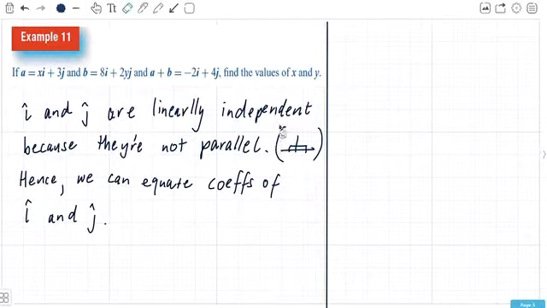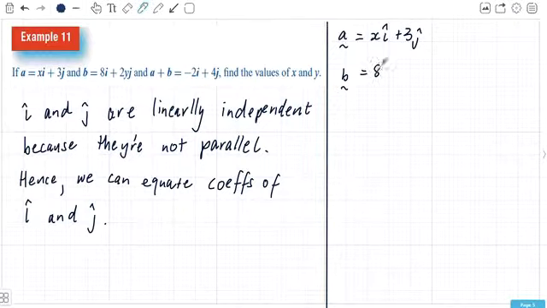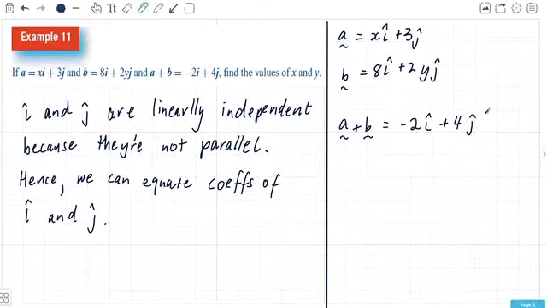So in this example here, you've got A, which is xi plus 3j, and B, which is 8i plus 2yj. We've got A plus B. A plus B, it says here, is negative 2i plus 4j. So we know what the coefficients of I and j need to be.